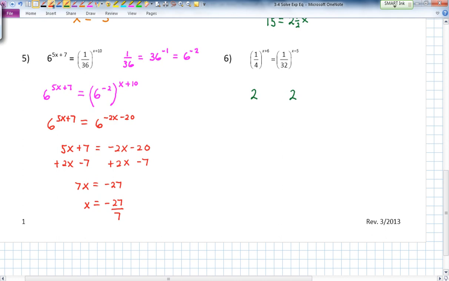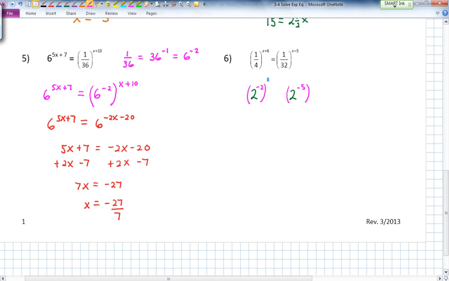All right, so we're back. Hopefully you've got the problem done. First thing I'm going to do is ignore the x plus 6 in the exponent up here. I'm going to take the 1/4 and rewrite this as 2 to the negative 2. Because that's what 1/4 is. It's 2 to the negative second power. And 1/32 is 2 to the negative fifth power. So that's where I want to start. I want to start by converting the bases so that they are equal to each other.